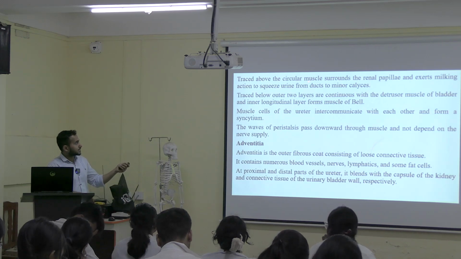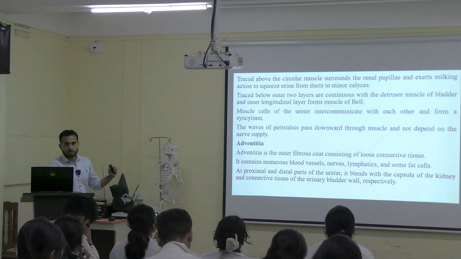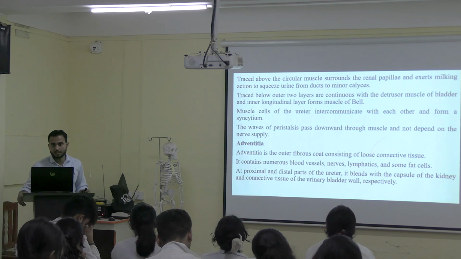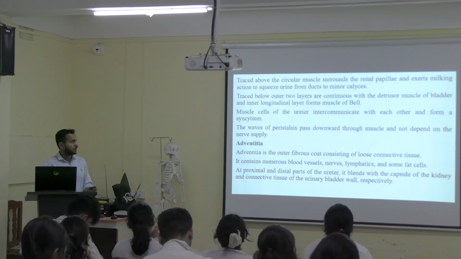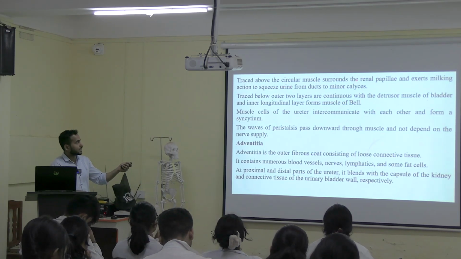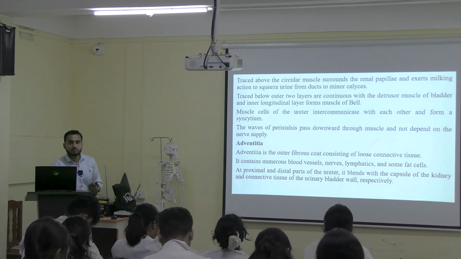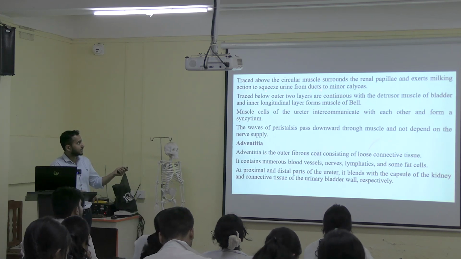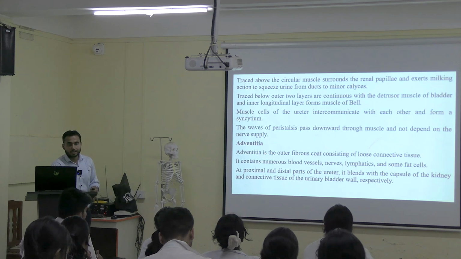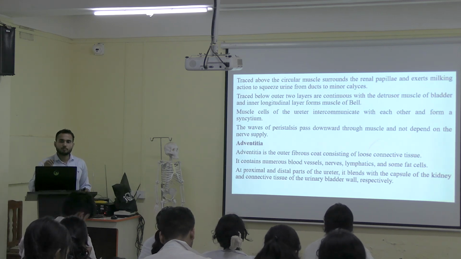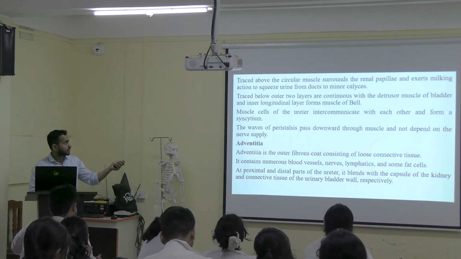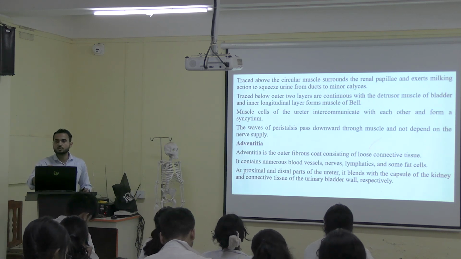Next, if you trace above, the circular muscle surrounds the renal papillae. Okay, if you remember the cortex and medulla of the kidney, which we have discussed last time, at that time I have told you about the renal papilla. तो जो smooth muscle layer है, okay, the circular layer, it surrounds the renal papilla. Now what is the function? Why it is surrounding the renal papilla? It helps in squeezing the urine out of the ducts into the minor calyces. In renal papilla, mostly we see the opening of the ducts of Bellini. So in that particular part, what is present? Circular muscles are present. So what they will do, they will squeeze it.